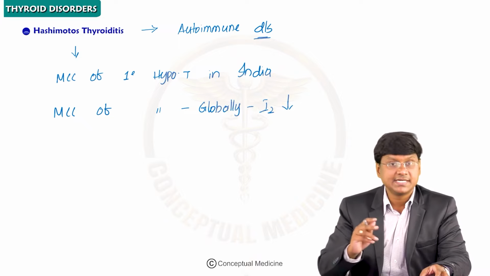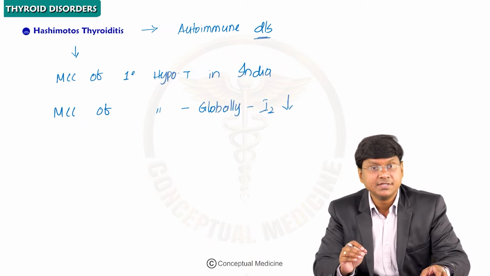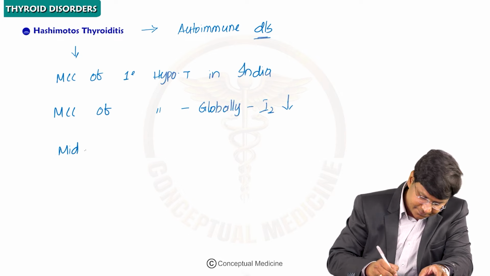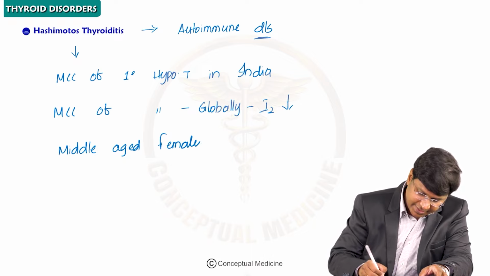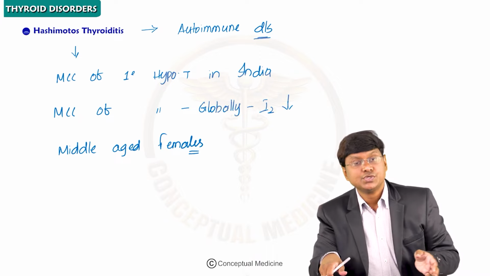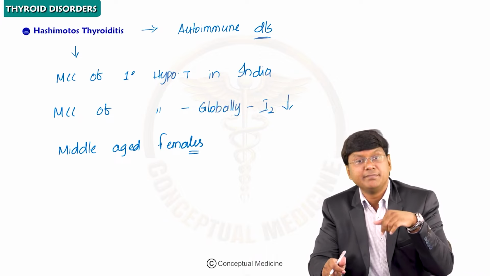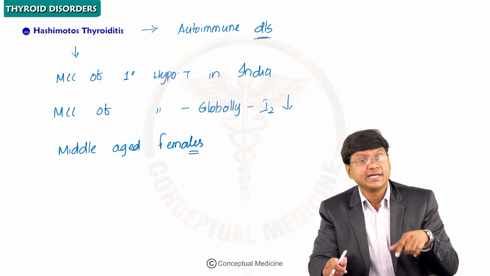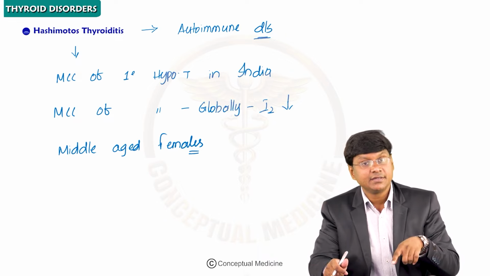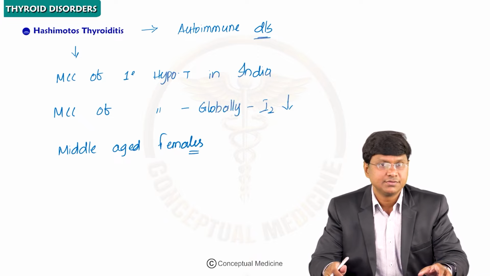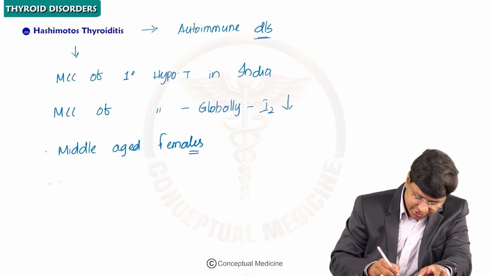Hashimoto's thyroiditis, remember, mainly affects middle-aged females. Although it is primarily a disease of middle-aged females, it can occur in children, and it is the major cause of non-endemic goiter in children. So it can occur in children as well.